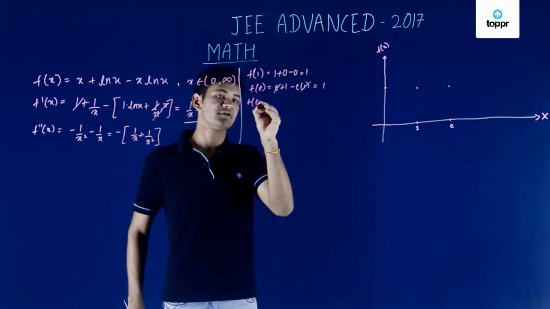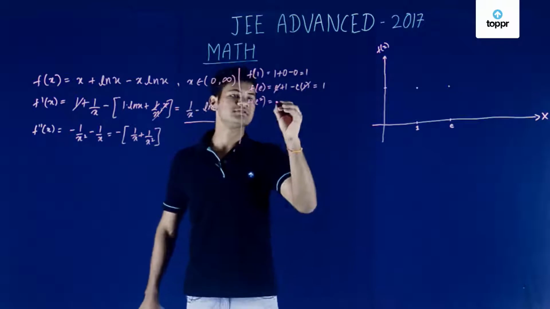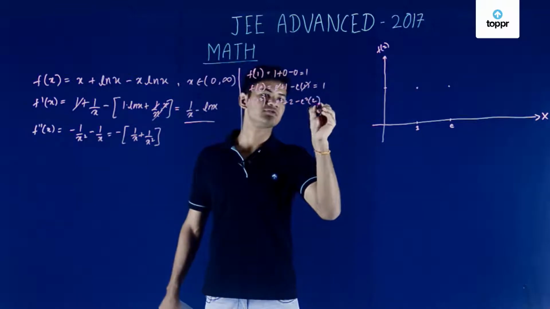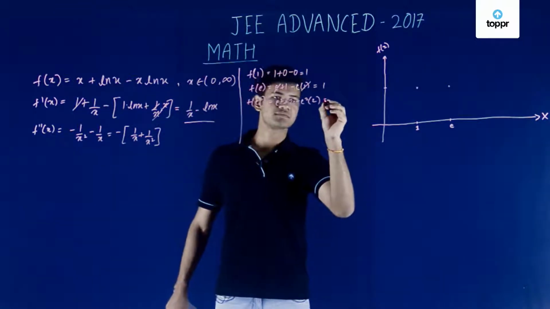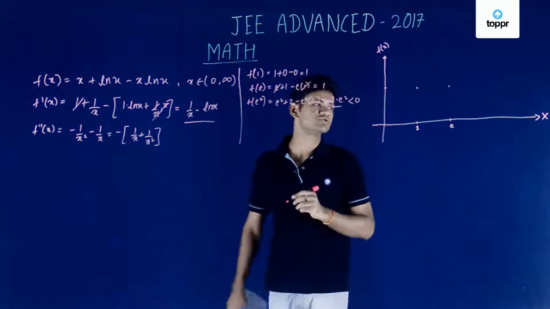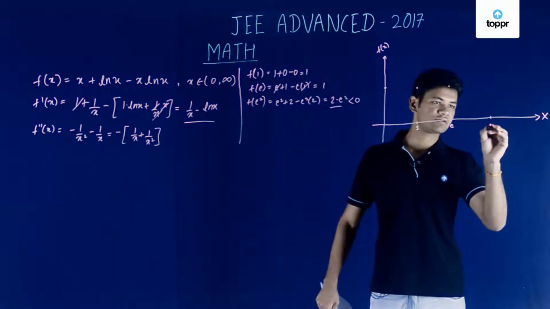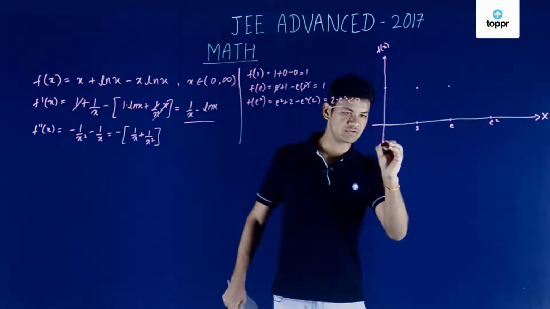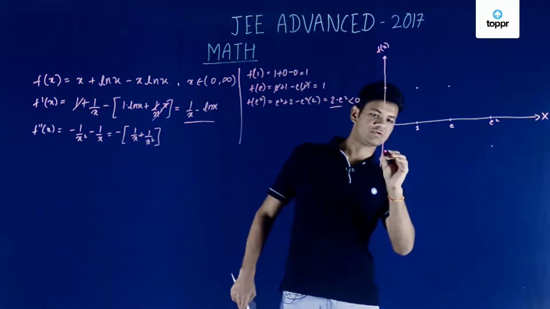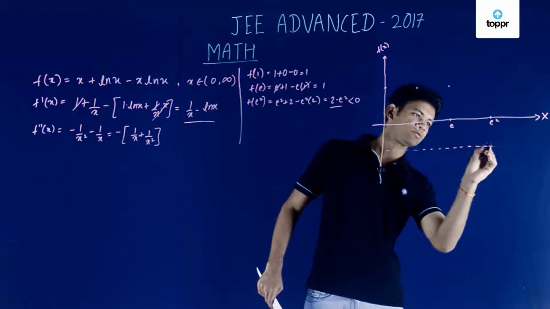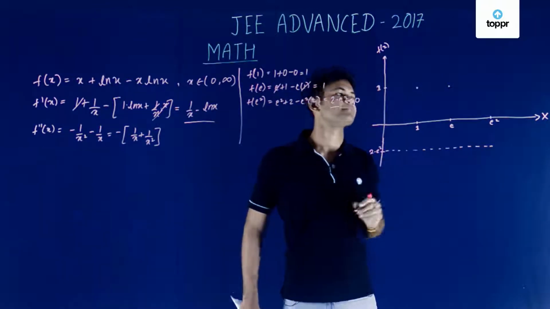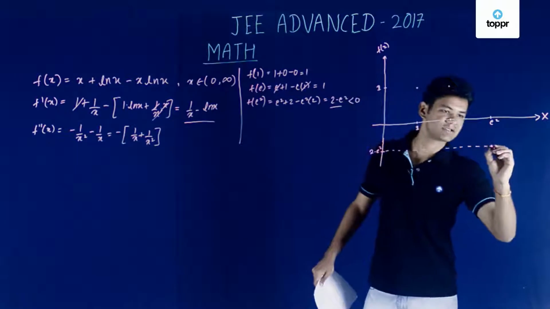Now another point which we will need to analyze this function is e square. So f of e square is e square plus 2 minus e square into 2, which is nothing but 2 minus e square, which is, as we can see, a negative value. So f of e square is somewhere down here, a negative value, right? Now these are the points through which f of x will pass.